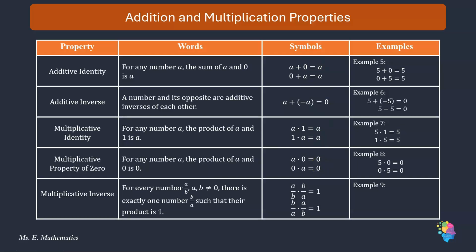Let's do an example with numbers. So 5 times 0 will be 0, or 0 times 5 will be 0.